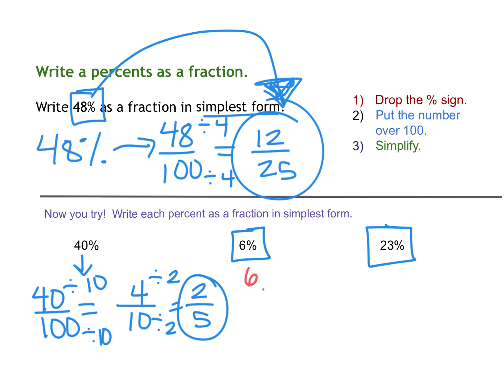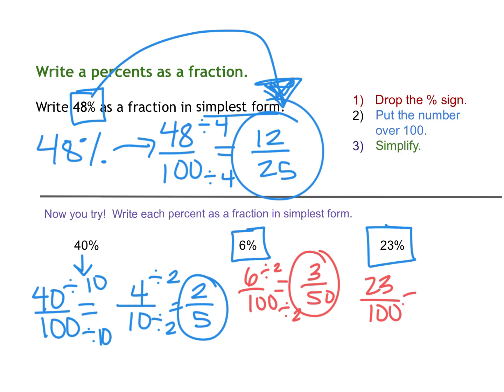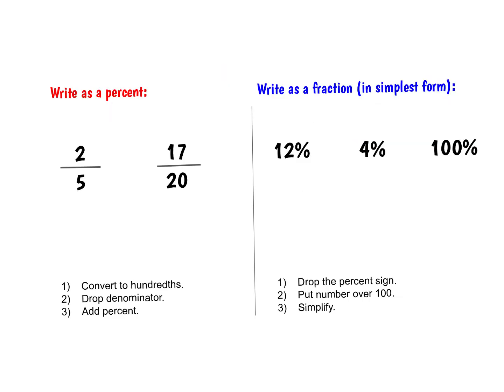6% would be 6/100. Divide everything by 2. And we would get 3/50. 23% is the same as 23/100. 23/100 cannot be divided by anything else the same, plus 23 is prime, so then 23/100 is already in simplest form. So again, you pause the video, try all of these, then come back and check your work.